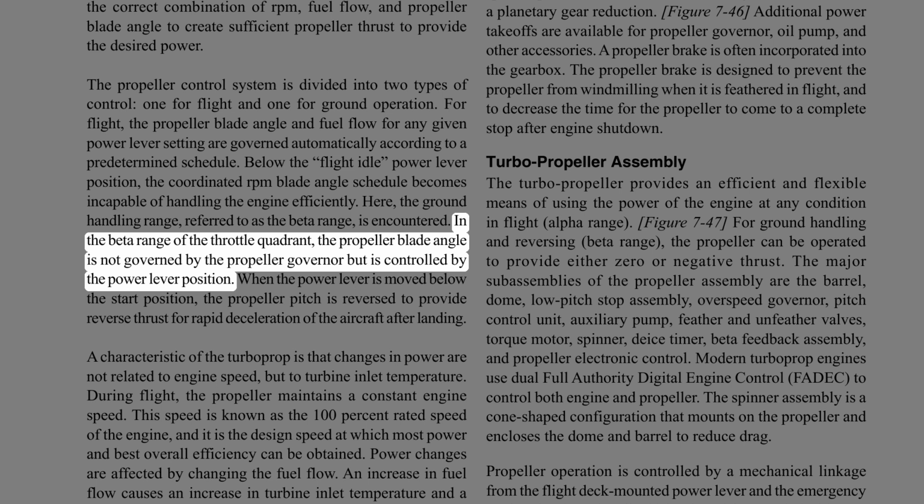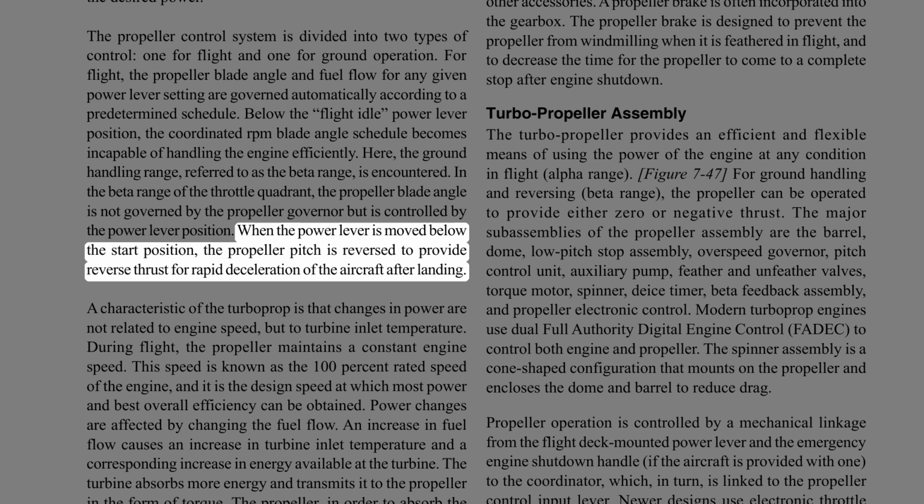In the beta range of the throttle quadrant, the propeller blade angle is not governed by the propeller governor but is controlled by the power lever position. When the power lever is moved below the start position, the propeller pitch is reversed to provide reverse thrust for rapid deceleration of the aircraft after landing.